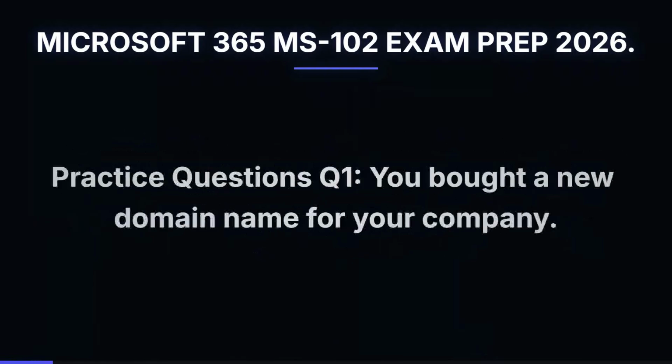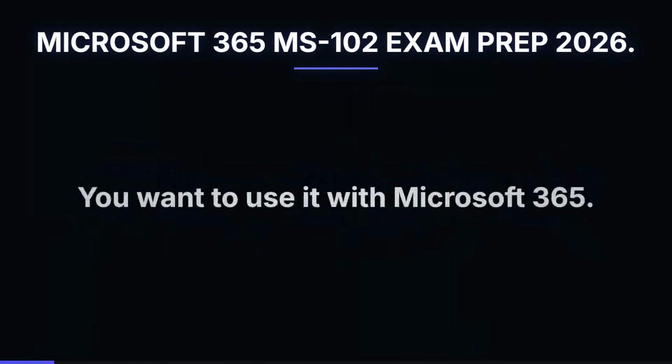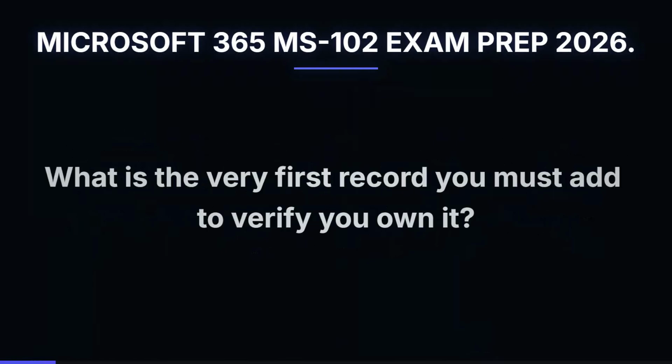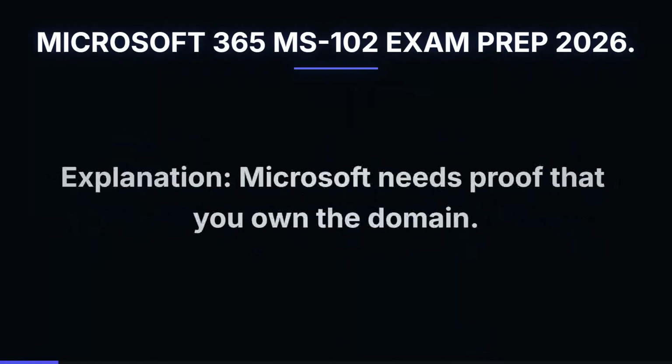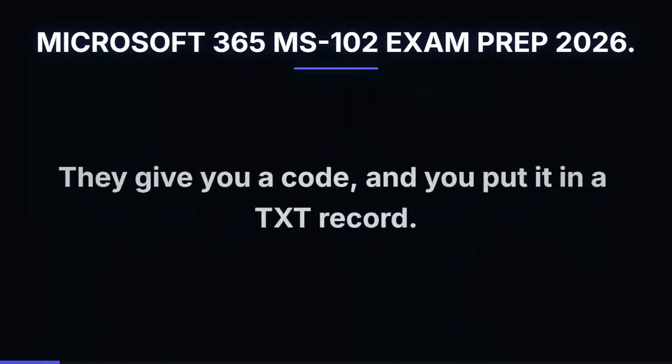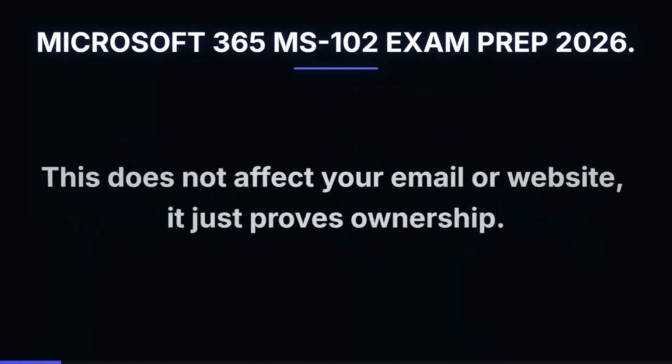Practice questions. Q1. You bought a new domain name for your company. You want to use it with Microsoft 365. What is the very first record you must add to verify you own it? Answer: text record. Explanation: Microsoft needs proof that you own the domain. They give you a code, and you put it in a text record. This does not affect your email or website, it just proves ownership.